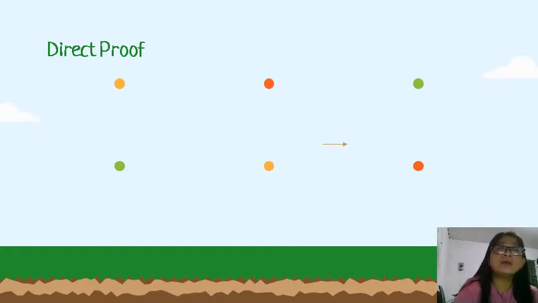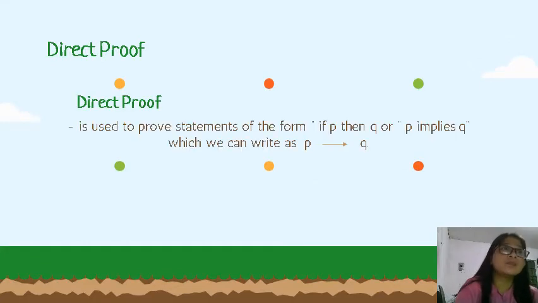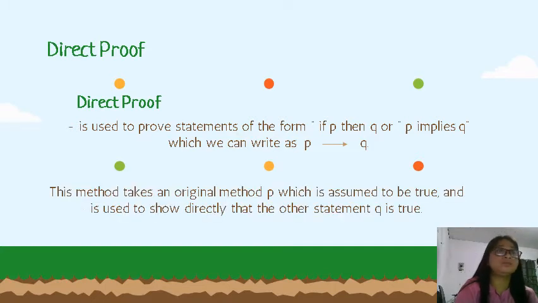So the direct proof is used to prove statements of the form if P then Q, or P implies Q, which we can write like this, P with an arrow Q. This method takes an original statement which is assumed to be true and uses it to show directly that the other statement Q is true.